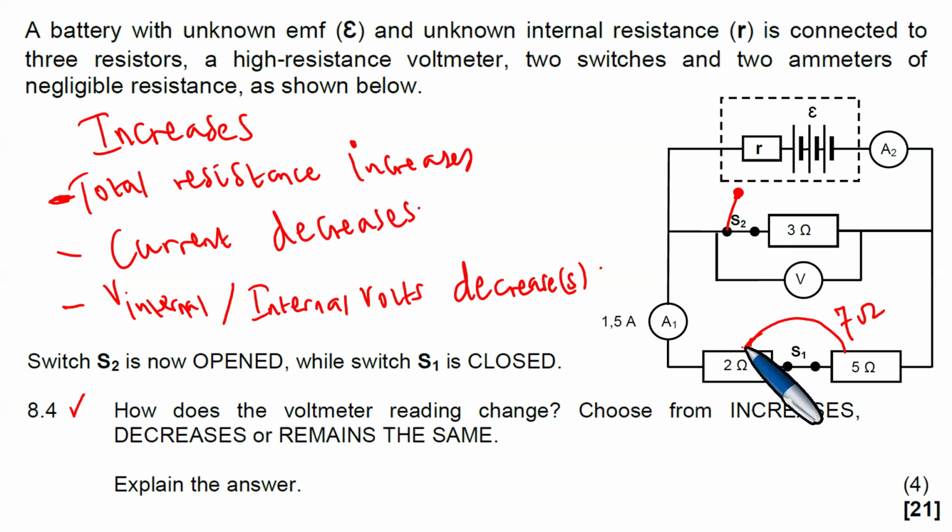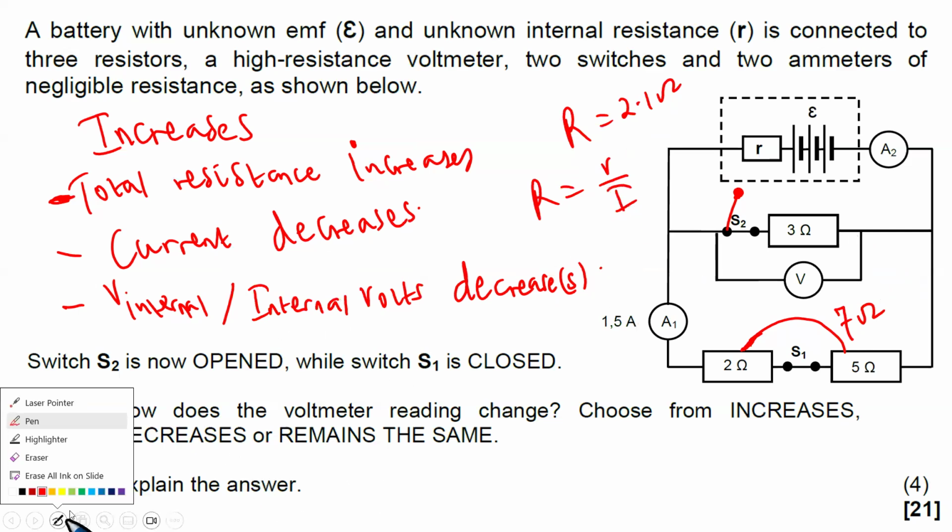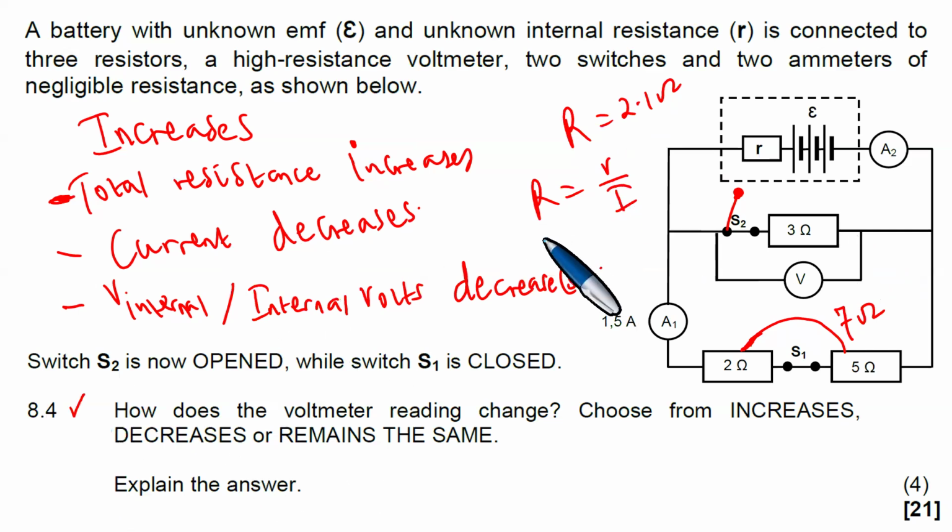So if this resistance increases to 7 ohms, then the total resistance is going to increase. Because before, the total resistance in the external circuit was 2.1 ohms, but now it's going to be 7. So the total resistance increases when we open switch S2. The current therefore decreases because R equals V over I. So when the total resistance increases, the current therefore decreases.